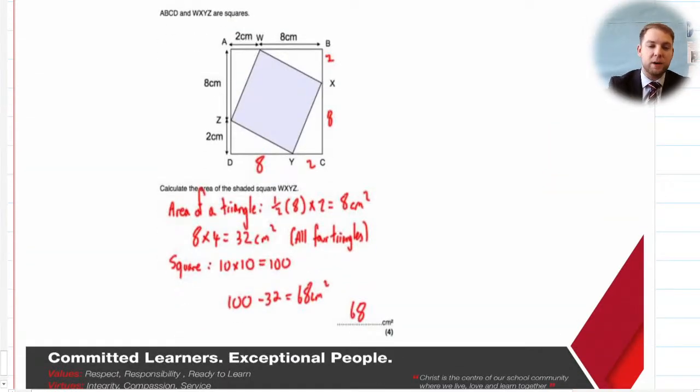And then our very last question is going to be the area of the full square, take away the area of those triangles in the corner. And if you manage to get to that one, well done. The answer to that one there was 68.